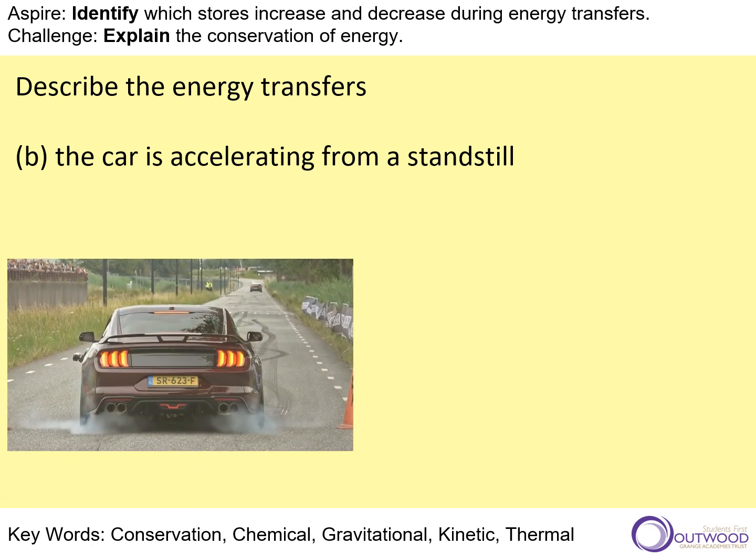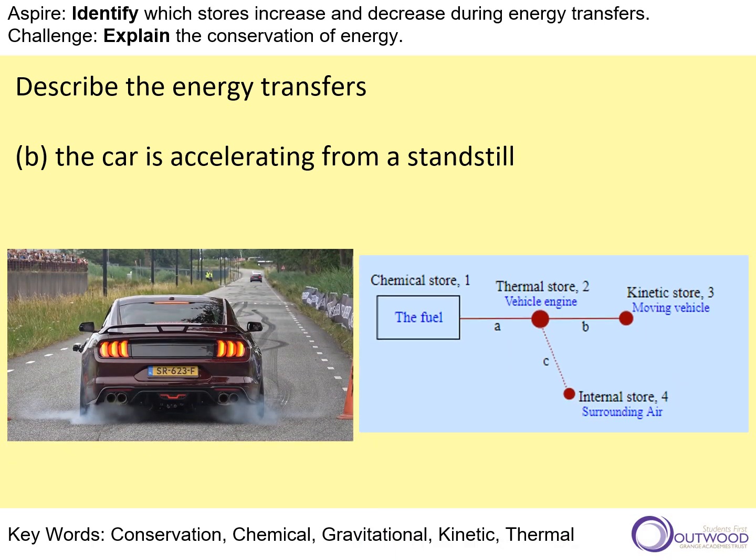Now the car. I asked you, the car is accelerating from a standstill. There we've got the car. Now, for a car to move, it needs to burn, in inverted commas. It needs to combust the fuel. So the fuel is the chemical store. That's what you start off with. Now, that will cause the vehicle engine to become warm, hot, and therefore a thermal store, because the combustion of the petrol or diesel, I'm not sure what it is for that car, will be occurring, and that is a thermal store. That's the vehicle engine.